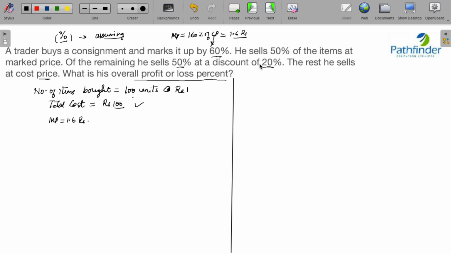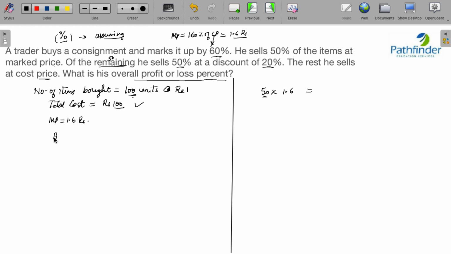Then he sells 50% of the items at the marked price. So 50% of items means out of 100 units, he sells 50 at the marked price. And we will calculate revenue on the right side so that we can easily add up. Now 50% is already sold, that is 50 units are already gone. Of the remaining means balance. So once 50 are sold, the balance number of items must be 50, 100 minus 50. And of these 50, he sells 50% at a 20% discount.